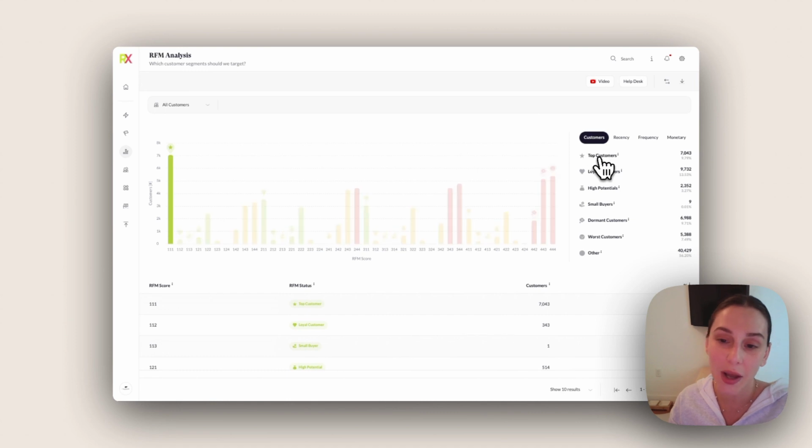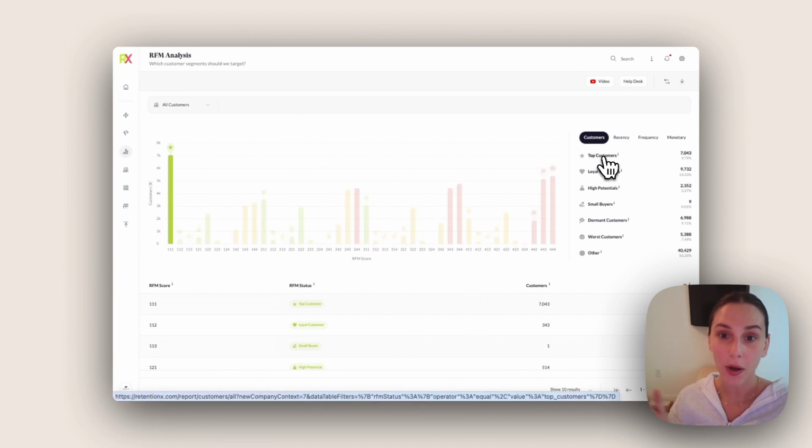In addition, we have some cool strategies that you could implement easily using the RFM categories. Starting with top customers. Top customers, by definition, are scoring a 111. And if you ever forget what definition we're using for these categories, you can just hover over this little eye icon and we will tell you exactly what score matches with the category. But for top customers, as these are the most valuable customers in your customer base, one, you want to really focus on retaining these customers.